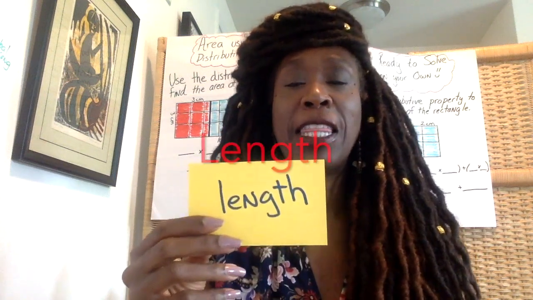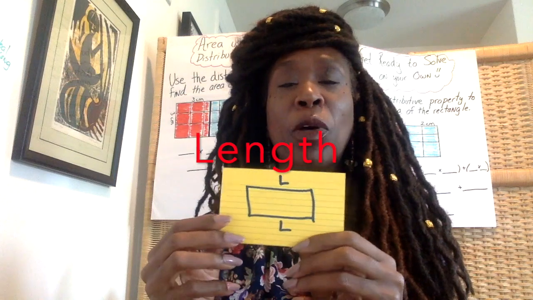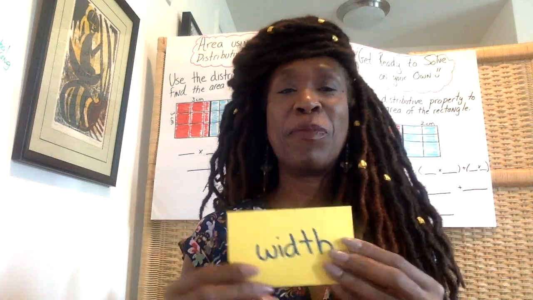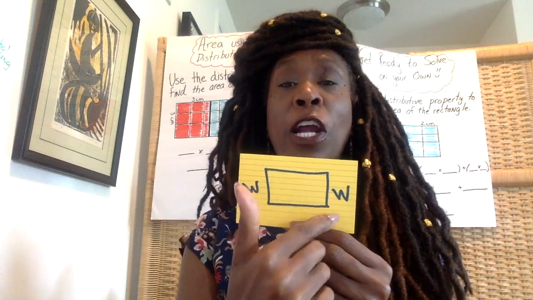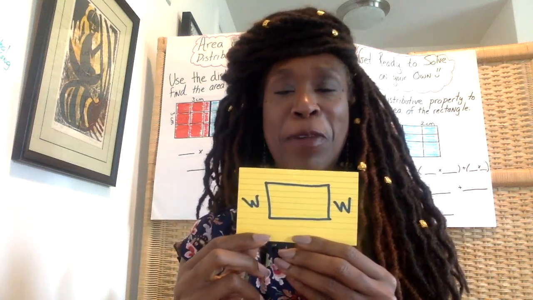We have our length. This is an example. The length in a shape is always the longest part. And lastly, width. The width is the shortest part in a shape.